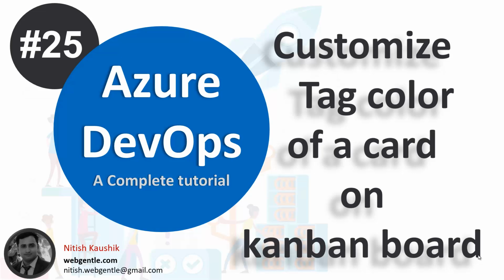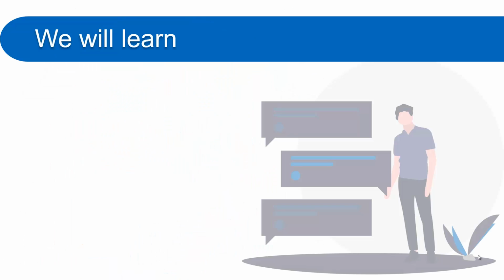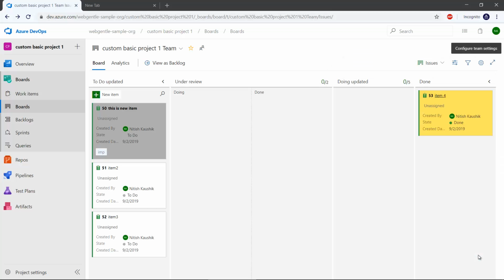And in this video we will learn how we can customize a particular tag color which is visible on the card of Kanban board. So this is the agenda of this video, where we will set color for a particular tag on the Kanban board. Here I am on the Azure DevOps portal.